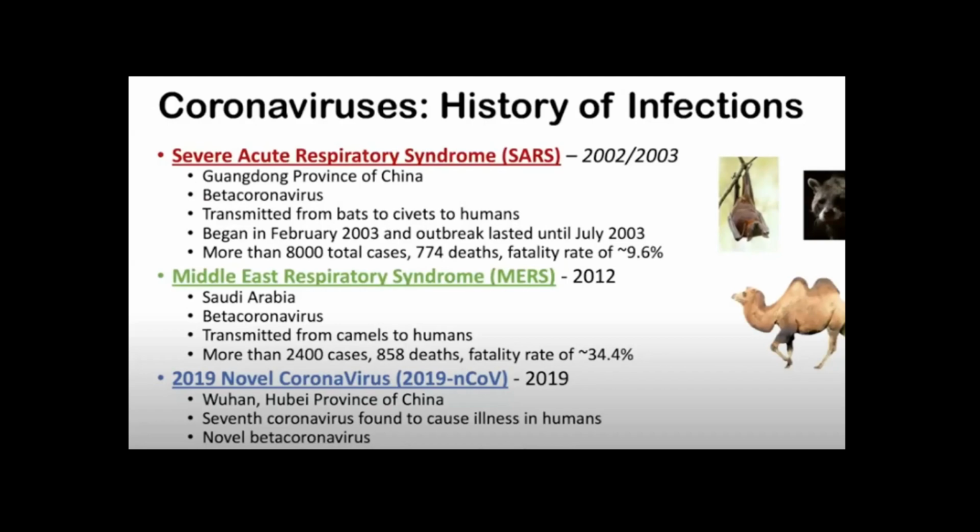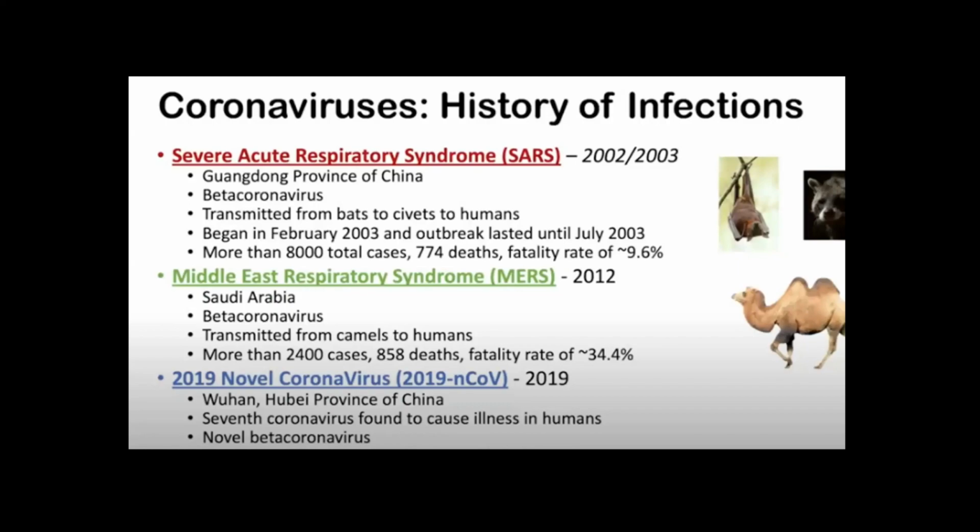The Middle East respiratory syndrome, or MERS, appeared in 2012, mostly in Saudi Arabia. About 80% of the cases were in Saudi Arabia. It's also in the genus beta coronavirus, and was transmitted from camels to humans. There were more than 2,400 cases, 858 deaths, with a fatality rate of 34.4%. There were only a few cases here in the States, and those were really from hospital people who traveled from Saudi Arabia to the US.